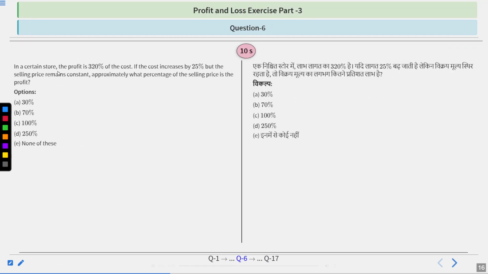In a certain store, the profit is 320% of the cost. If the cost increases by 25%, but the selling price remains constant, approximately what percentage of the selling price is the profit? You have 5 options and 10 seconds to analyze the question. Your time starts now.